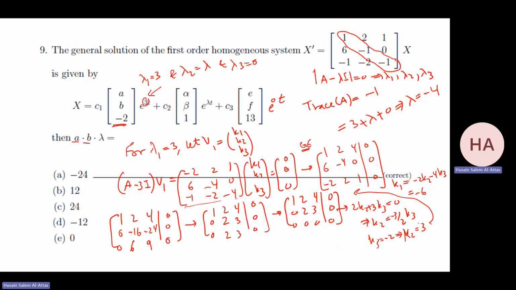-6. Okay. And +8, which gives me 2. So this is K1, 2. And K2, we say it's what? 3. And lambda is -4. So I have 2 times 3 times -4, which is -24. And that will be the answer.